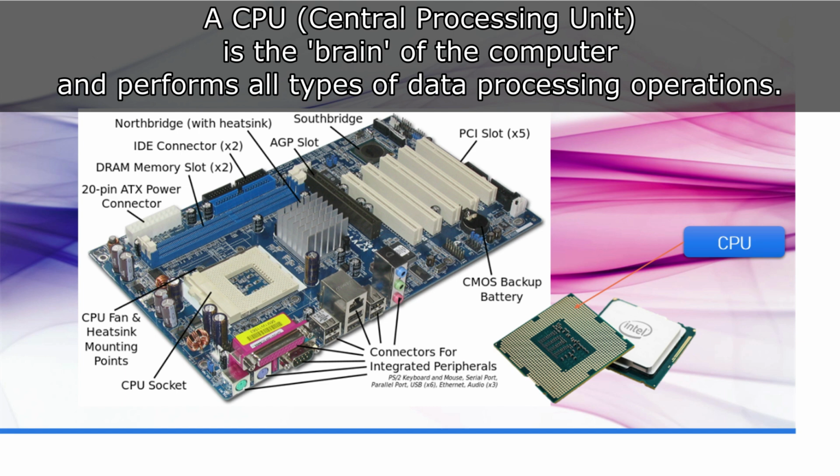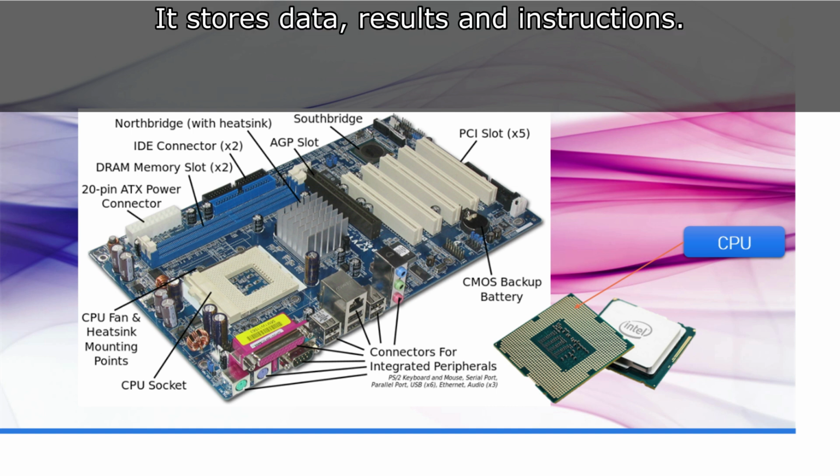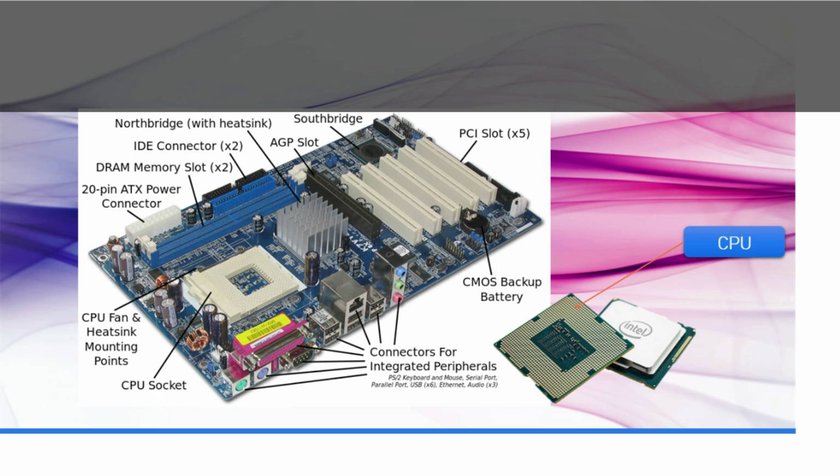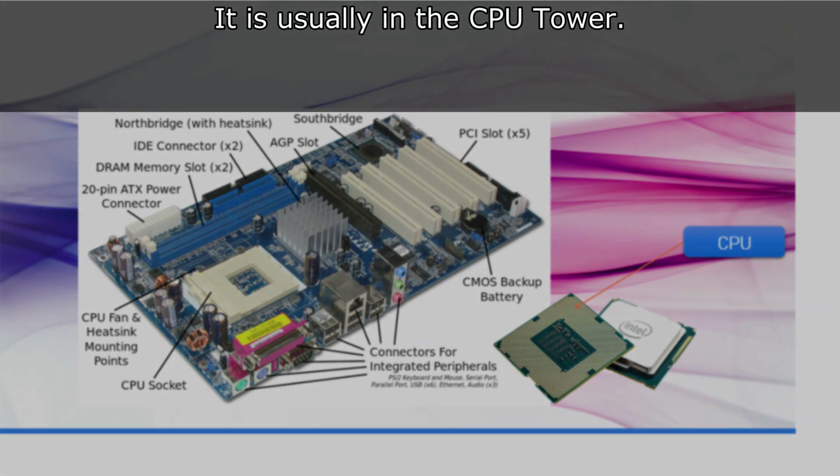A CPU, Central Processing Unit, is the brain of the computer and performs all types of data processing operations. It stores data, results and instructions. It is usually in the CPU tower.